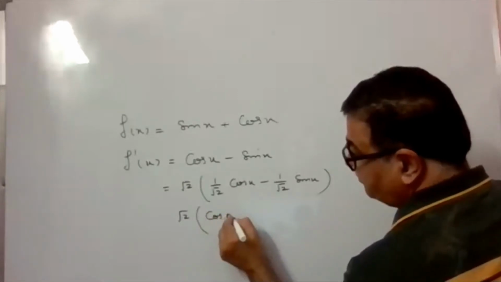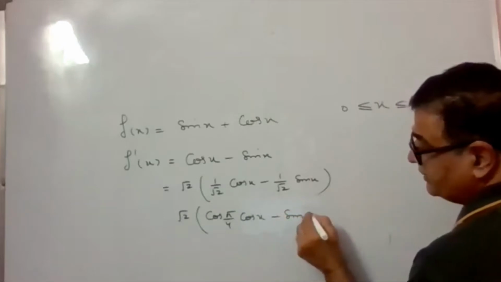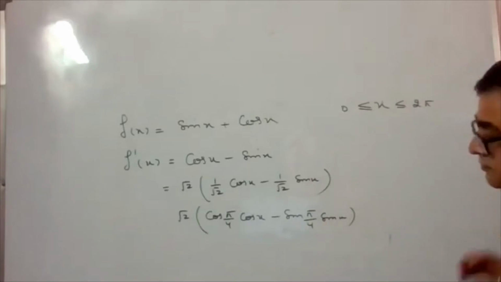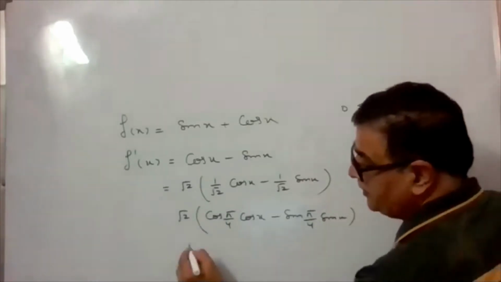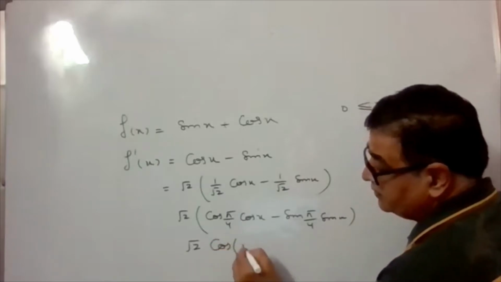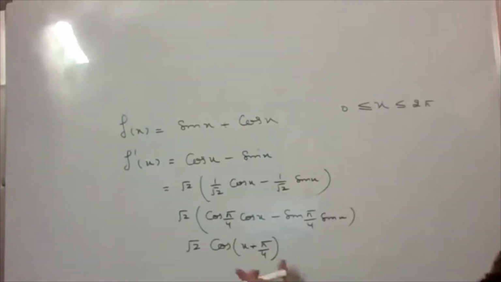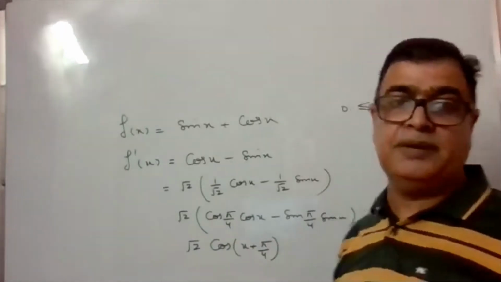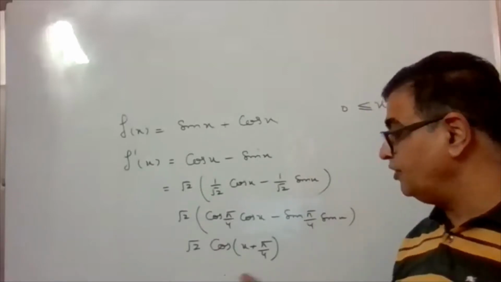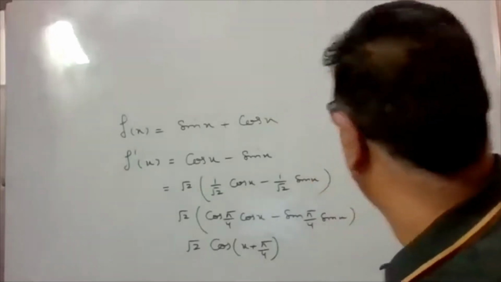So I write cos pi by 4 cos of x minus sin pi by 4 into sin of x. And now this is cos A cos B minus sin A sin B. What does the formula say? Cos A plus B. So I got cos x plus pi by 4. So the angle comes out to be x plus pi by 4. Just like in the previous one it was 4x, and before that 3x, now it will be x plus pi by 4. So we should check where this interval goes.